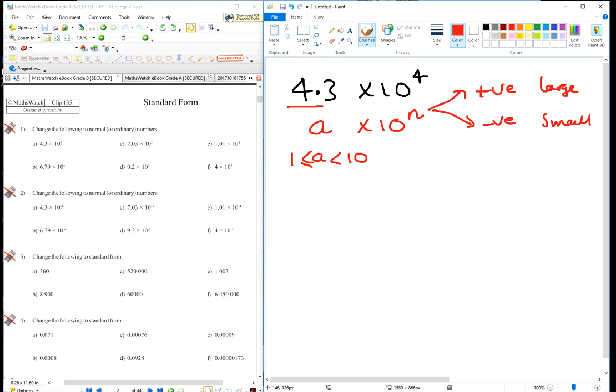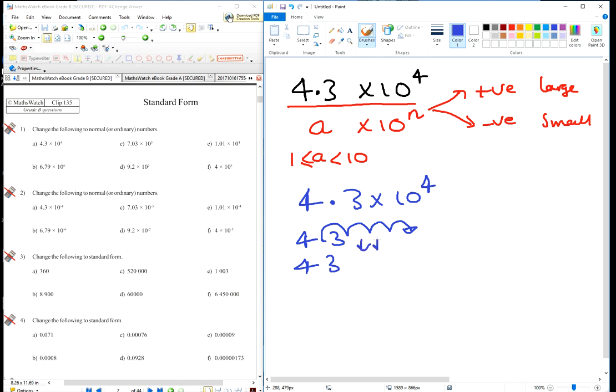Now let's have a look back to our question. We have 4.3 times by 10 to the power of 4. That means multiply 4.3 by 10, 4 times. So what we need to do is move the decimal point 1, 2, 3, 4 places to the right. So we end up with 43. Fill in the gaps with zeros, please. So we have 1, 2, 3, and the decimal point lands at the end, and that's where it is anyway. So that's the answer for question 1A.